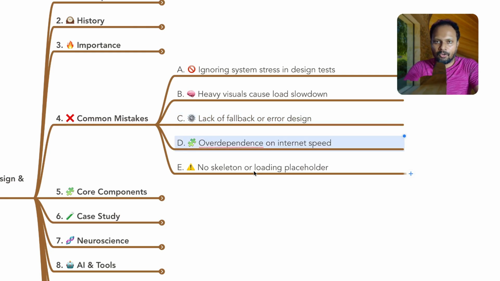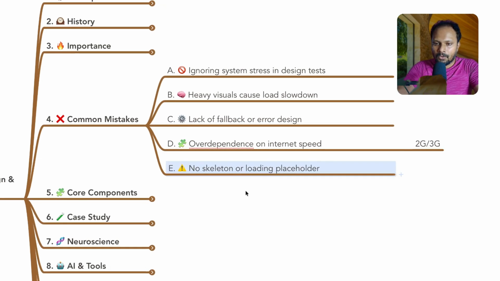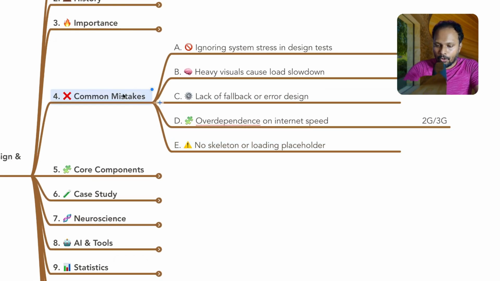Over-dependence on internet speed. Still 2G, 3G connections are available in India, which is a big problem. No skeleton or loading placeholder. Yes, you're not keeping the loading placeholder clearly, like a bar, which we showed in the last video. Then the user will get confused. If it's a slow loading, do it slowly. If it's a fast loading, do it fast, so that the user gets a confirmation and it matches their expectation. Means the user will be really happy.